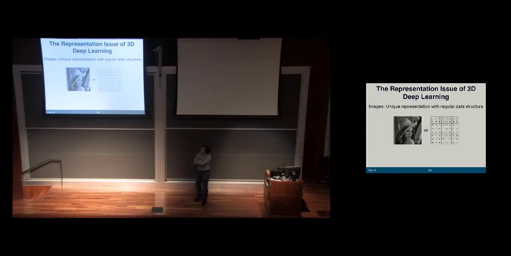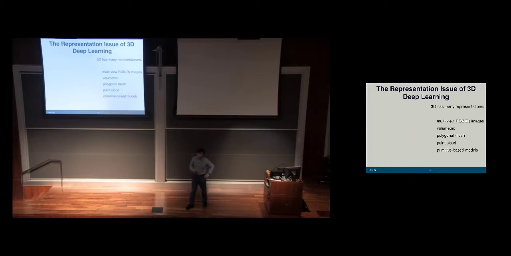In fact, in all deep learning or neural network designs, you have to understand your data well. The statistics of your data determine how you would design the architectures. Like for images, there's a unique representation. Images are often represented as 2D arrays, and each pixel or each entry is the intensity. Because of this regular structure, you could adopt convolution on top of it.